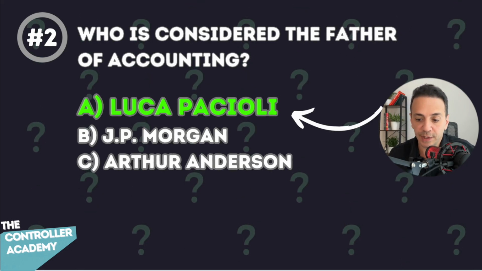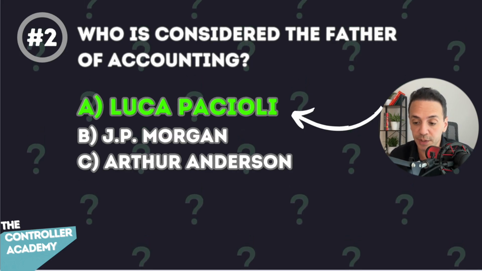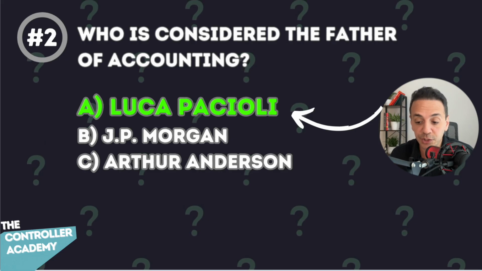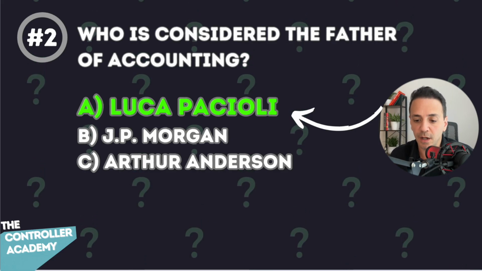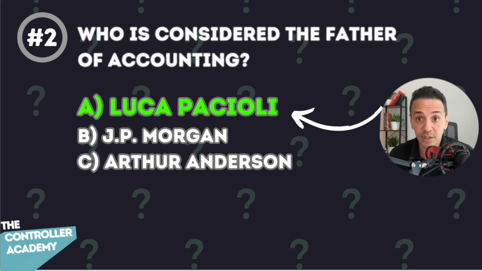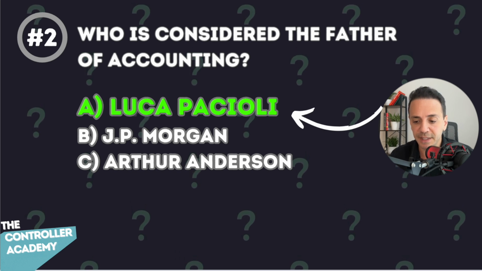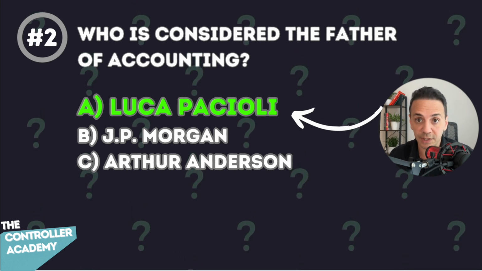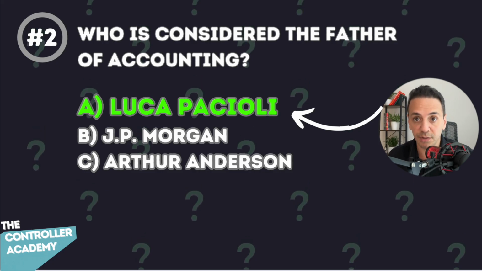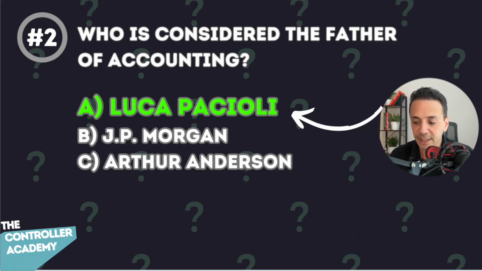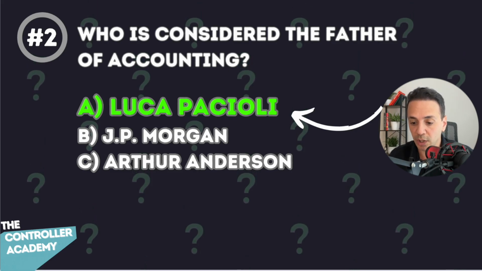Right, here we go. So the correct answer, of course, is Luca Pacioli. The Italian Luca Pacioli in the 1400s started the system of double entry bookkeeping, which became the basis of the modern accounting that we know today. Of course, for B, JP Morgan, he was an accountant himself, but his contributions were mostly in investment banking. Arthur Andersen was the founder of the accounting firm Arthur Andersen that collapsed with the collapse of Enron. His contributions were mainly in the development of auditing standards. So the answer is Luca Pacioli.